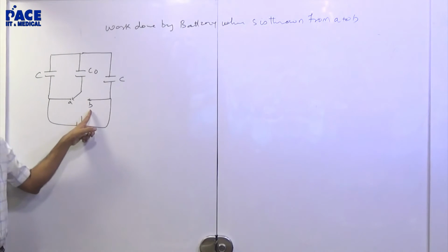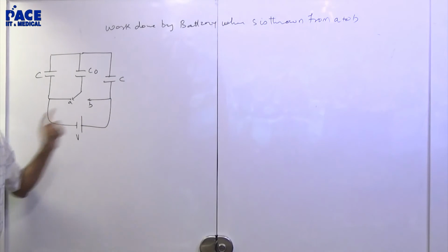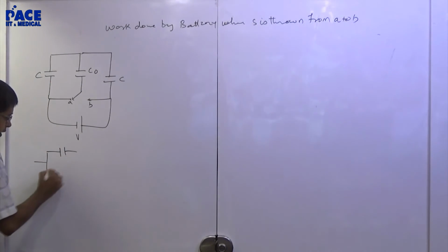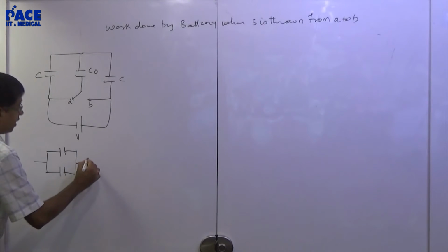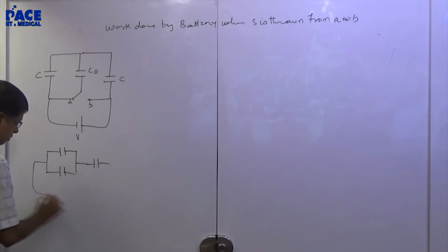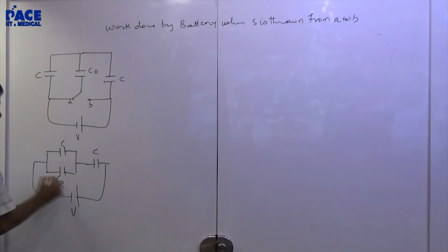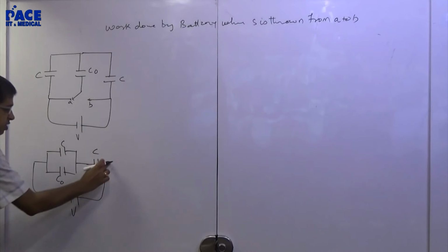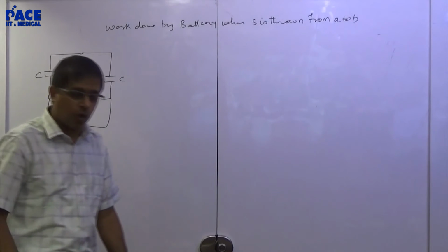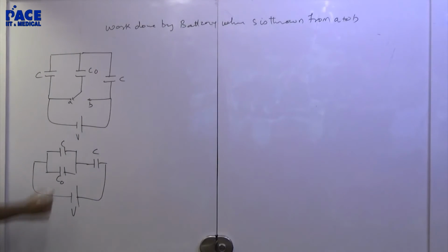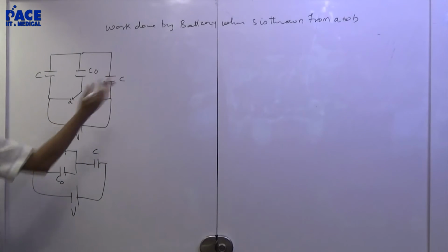When you are throwing the switch from A to B, initially C and C naught are in parallel combination. You can redraw this circuit like this. This is V, C, C, C naught. C and C naught are parallel, and that is in series with C and this is the battery. Both are the same circuit. First step, is it clear to all? Right? When you throw this from here, we will come to the last stage.